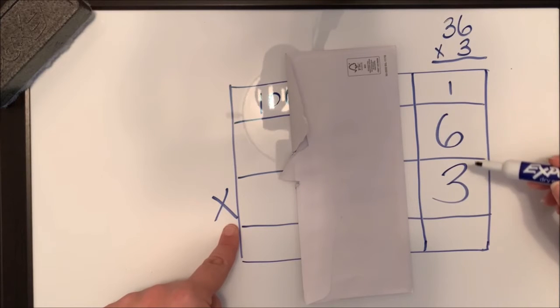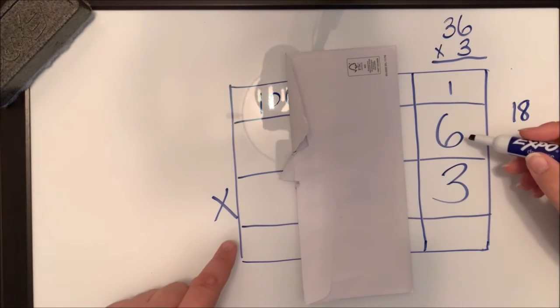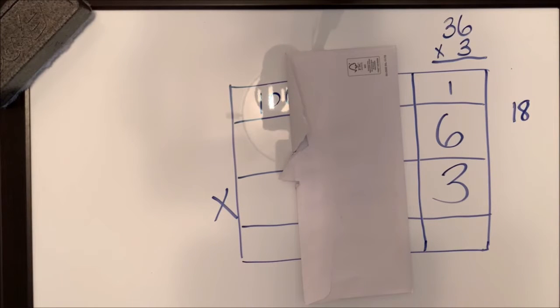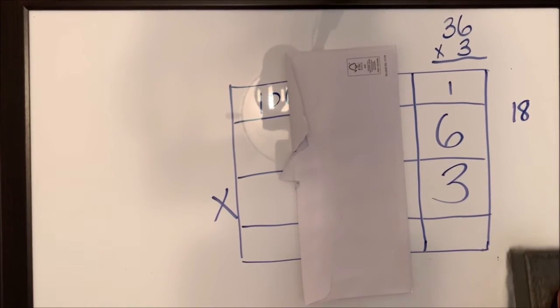So 6 groups of 3, now if you have it memorized, you'll know it's 18, but if you don't have it memorized, you'll have to do it the long way. So 6 groups of 3 would be 3 plus 3 plus 3 plus 3 plus 3 plus 3, which would be 3, 6, 9, 12, 15, 18. But it's much easier if you have it memorized.